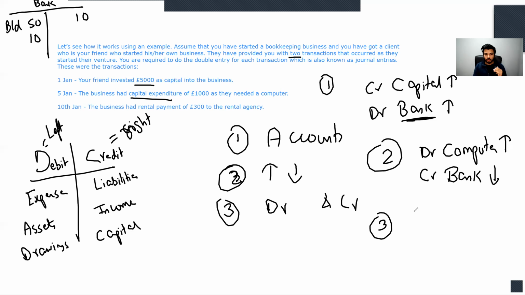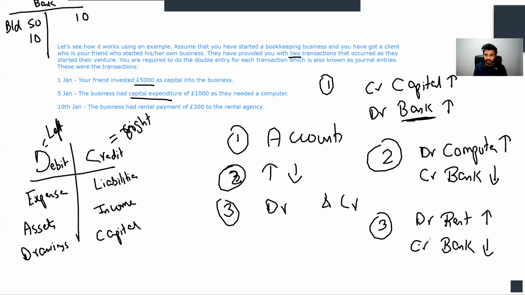Finally, you have the third transaction, which is a rental payment of 300 to the agency. Rental payment is an expense, so I just put rent, and the other account is bank, because again the money is going out of the bank. Rental expense is going up because the expense has increased, and bank is going down again. In terms of your double entry, rent is an expense account, a debit to show the increase, so you debit it. Bank is going down and is an asset, so to show a decrease, you credit it.